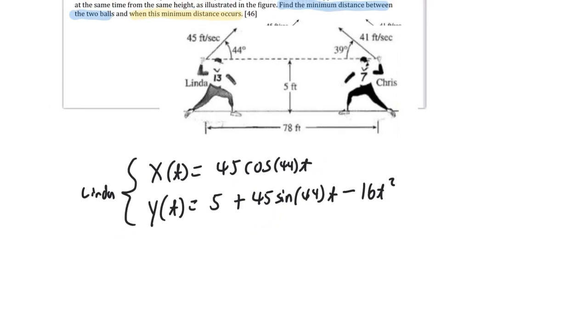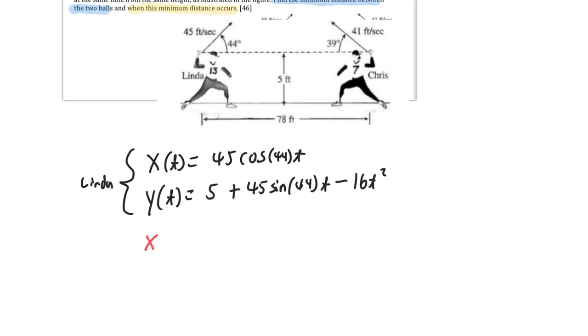Now, when it comes to Chris, I emphasize that whole starting position thing because that actually does apply to Chris. We can imagine that Linda is starting at the origin, whereas Chris is starting horizontally to the right of that by 78 units. So I'm going to put Chris's starting horizontal position as a constant in the beginning. Notice how this is a positive 78. That means his starting position is 78 units to the right in the positive direction.